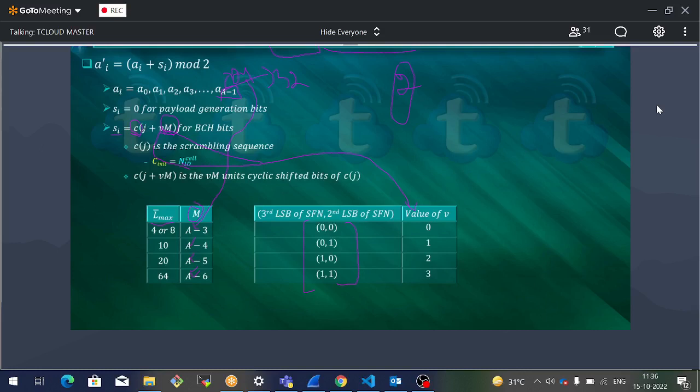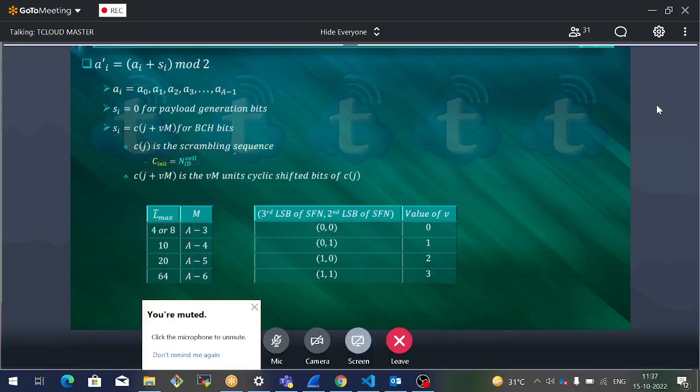Your scrambling sequence, C of J, is typically the scrambling sequence. To generate this scrambling sequence, you have to use the C init value equal to N cell ID. Whatever scrambling sequence you want to generate, directly N cell ID will be considered as C init. No big formula. Simply whatever the N cell ID operating on that cell, you convert it into 31 ones and zeros, and that gives you C init, the present 31 values of X2 sequence. From that, you can compute the scrambling sequence. That scrambling sequence C of J would be cyclic shifted by VM units.